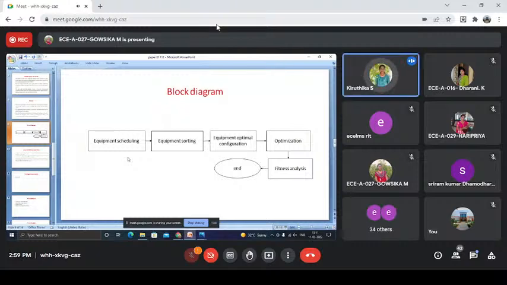It's a block diagram. First of all, we are scheduling the task. Scheduling the task means that when we give the task to the unmanned aerial vehicle, it takes the decision regarding the allocation and availability of capacity, regarding storing the things, or whatever task is given.